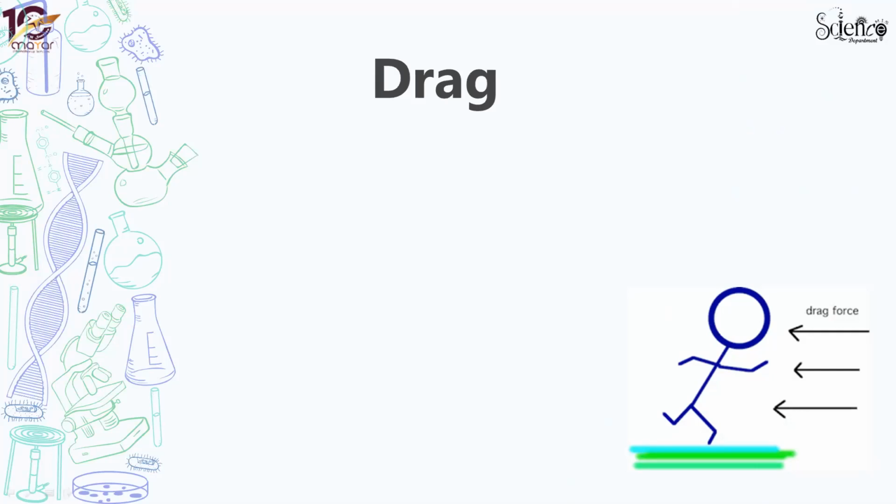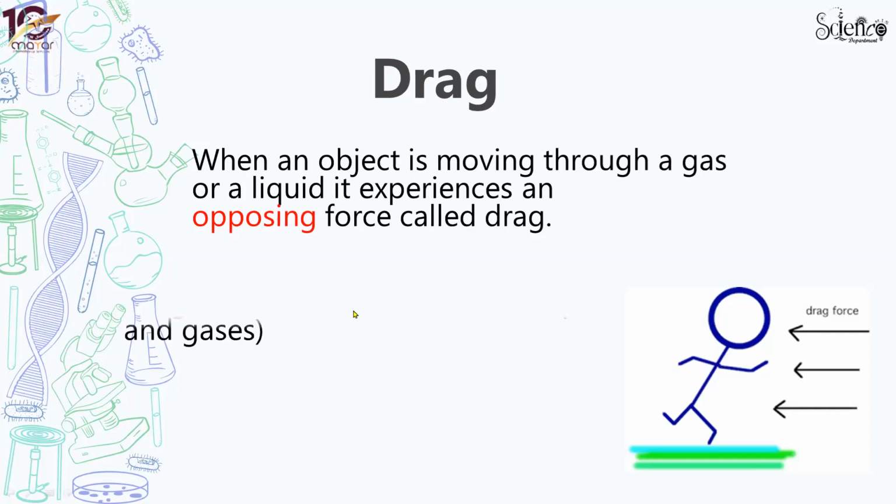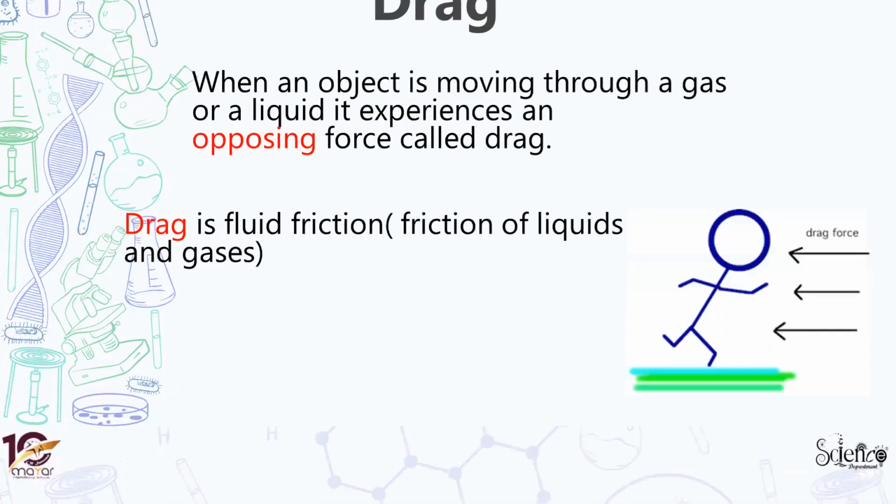Okay, Muhammad Al-Aidi, your PC is not working. It's okay. So drag is a force that opposes motion, and it's only for liquids and gases. So whenever I have an object moving through liquids or gases, there is an opposing force acting on this object. We call it drag. Okay? So drag is fluid friction.